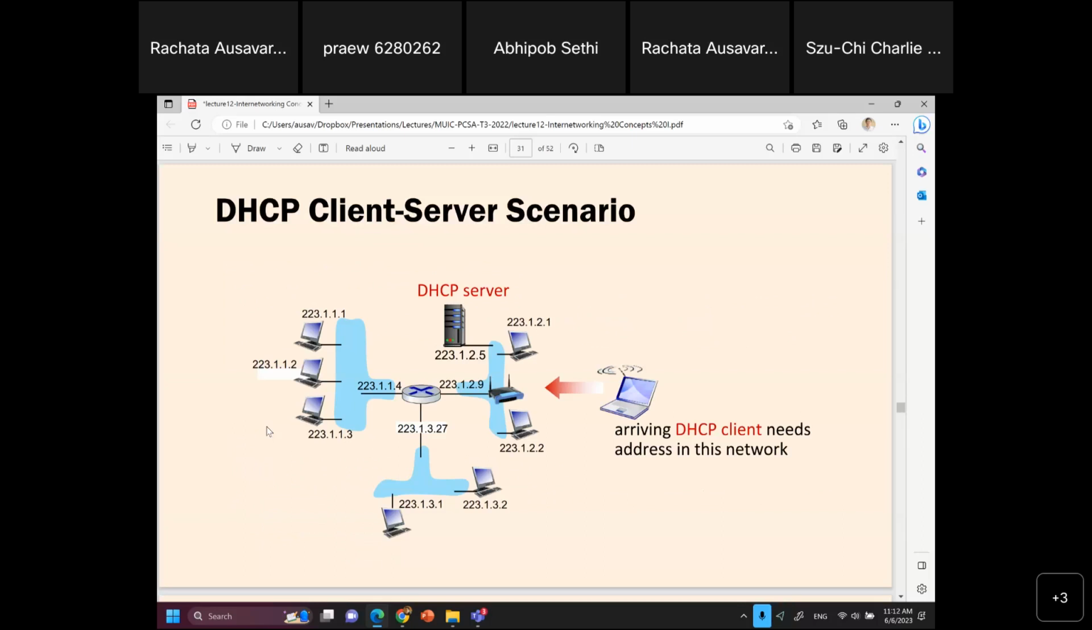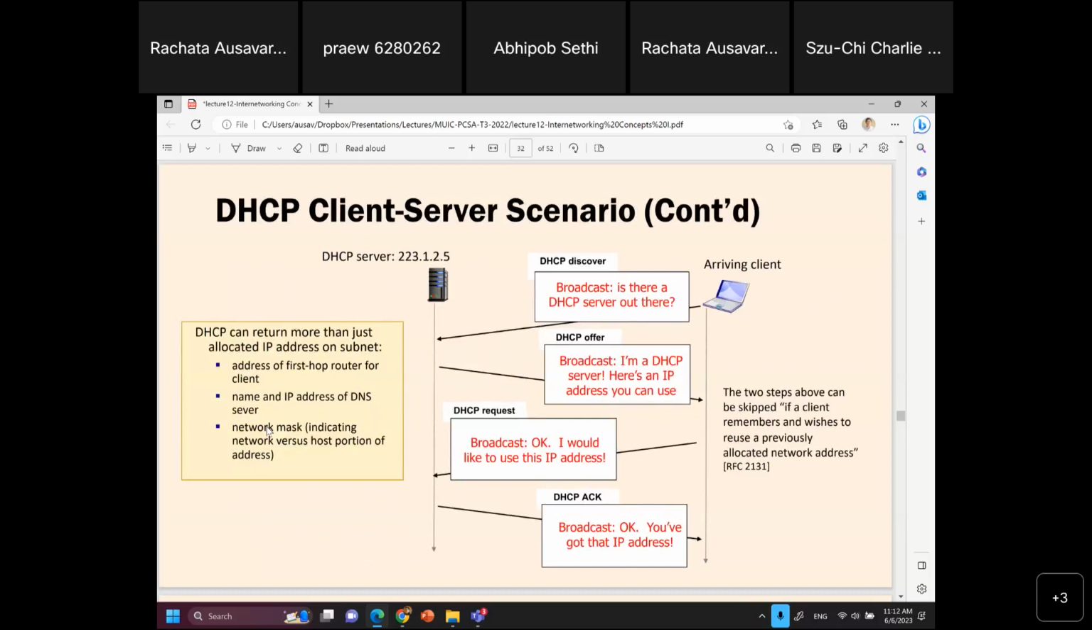So in that case, the new clients that just connect and plug into the network will ask, hey, is there a DHCP server in this network? If the reply is yes, the DHCP server will reply, hey, I am the DHCP server. The client then would ask, okay, I'm a new guy, I want an IP address. Then the DHCP server picks an address that's not assigned yet and gives it back to the client.